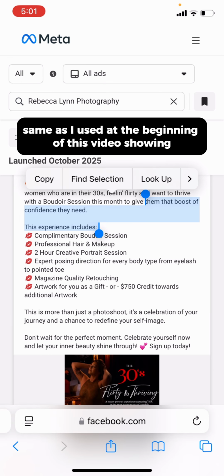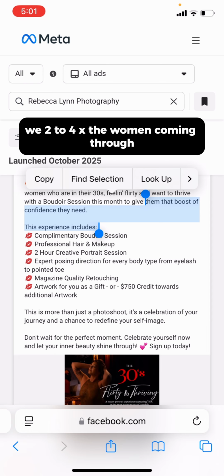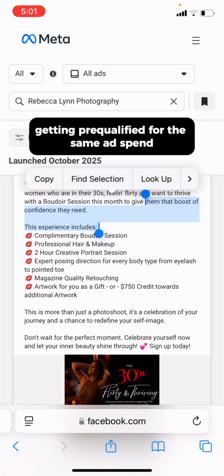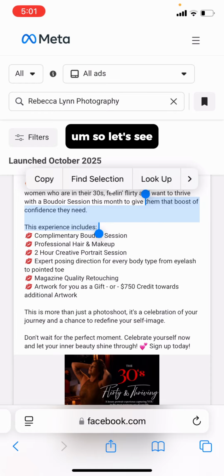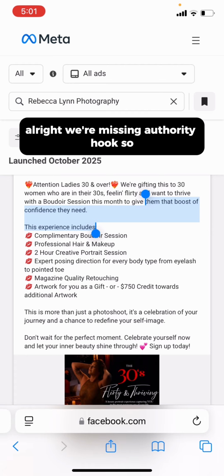Same as I used at the beginning of this video, showing that I fixed a bunch of these mistakes. We 2 to 4x the women coming through, reading the ad copy, getting pre-qualified for the same ad spend. So that was why you should listen to me. So let's see. All right, we're missing the authority hook.